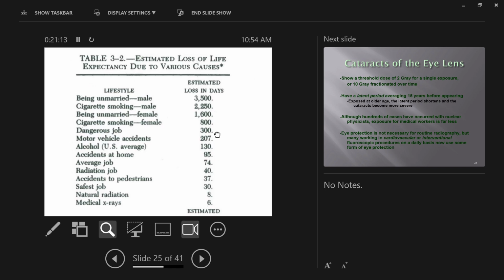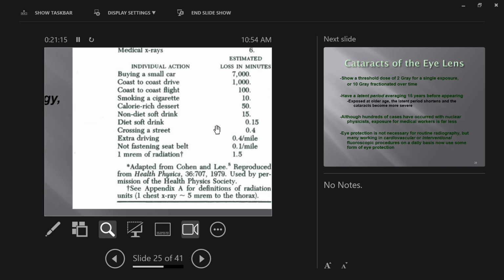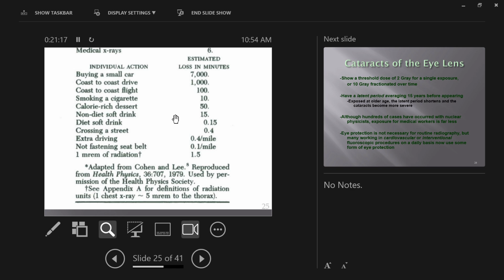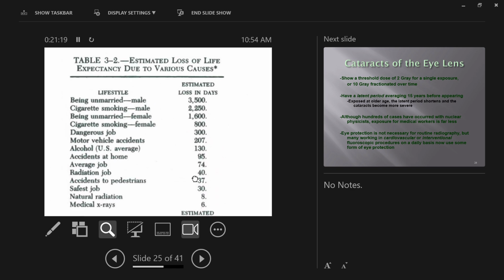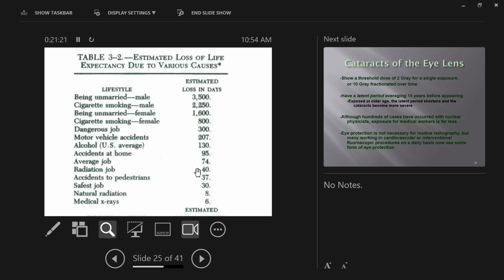Let me just go to the bottom of this. This was a study done in 1979. So this is an older study, but we like older studies. Nothing's really changed that much since then. So cigarette smoking, 2,250 days, estimated loss of life. Look at the very top one. It always makes me laugh.